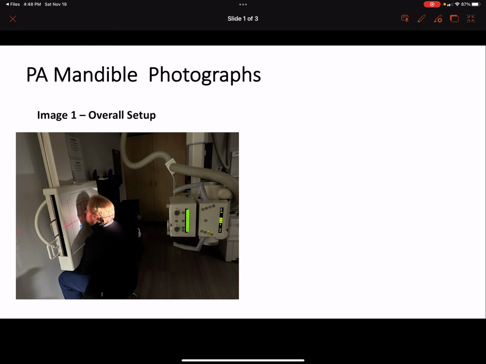cassette. IR orientation and location. For this image, I used the wall bucky and I placed the cassette inside in the portrait orientation. SID. I set the SID at 40 inches, 100 centimeters. The patient position. The patient is seated on a stool facing the wall bucky.